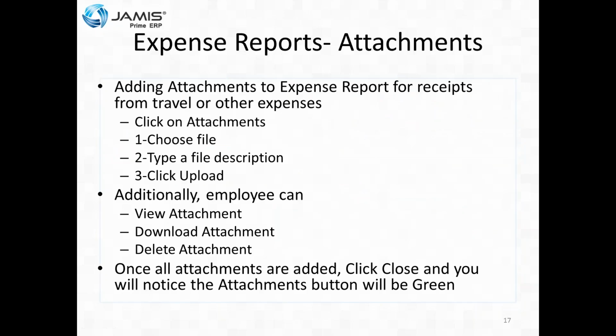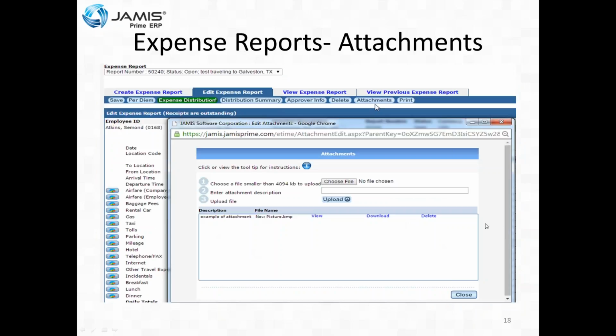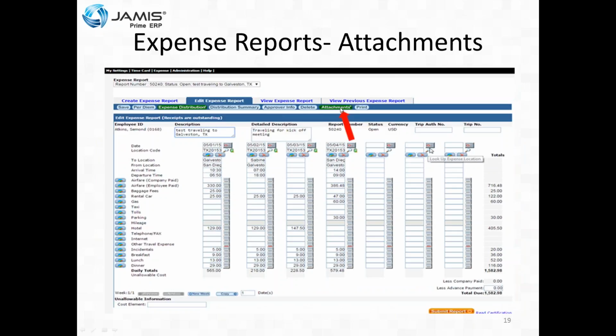Attachments, we already took a look at. Just remember, you can view your attachment, you can download the attachment, or you can delete it. And once you add an attachment and you click close, you'll notice that the button goes green. That lets you know that you have an attachment underneath there. Okay, so we took a look at that already. And as you see there, when we closed it, you see the attachment go green.